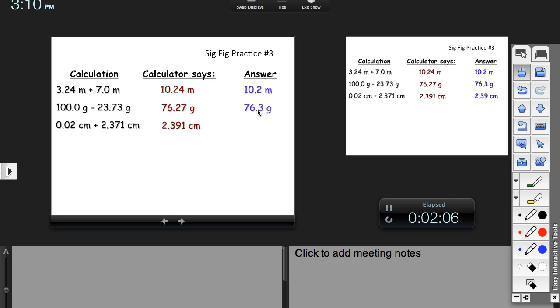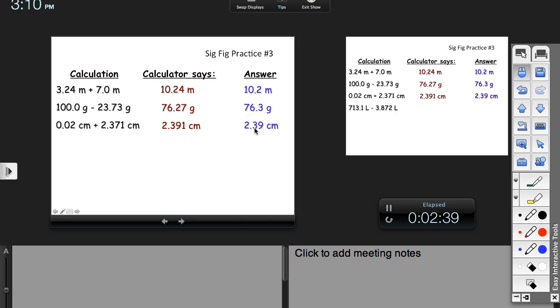All right, let's see what you got. I see most of you have it right. Some of you are thinking about overall significant figures instead of looking at the decimal. I have 2 decimal places here. I have 3 here, so my answer can only have 2 decimal places. So I need to go 2.39.